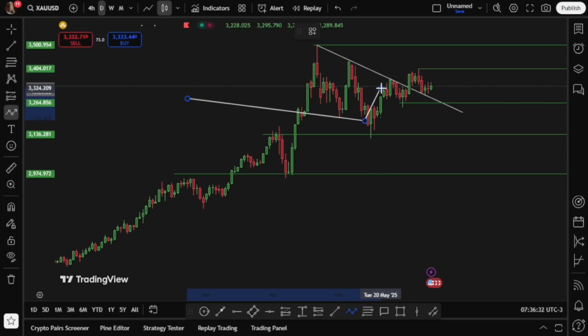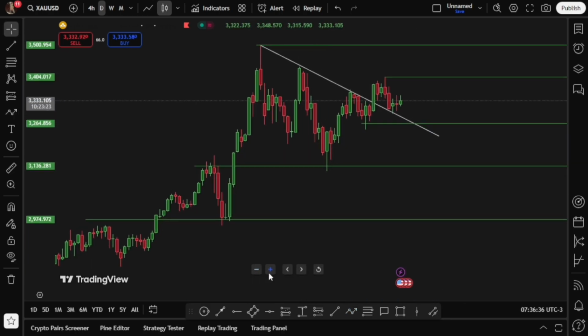On the daily time frame, I use the monthly and the weekly time frames for the overall direction, but I use the daily time frame to mark my levels, and I use the 4 hours only for entries. I don't go below the 4 hours time frame, except in some certain cases.